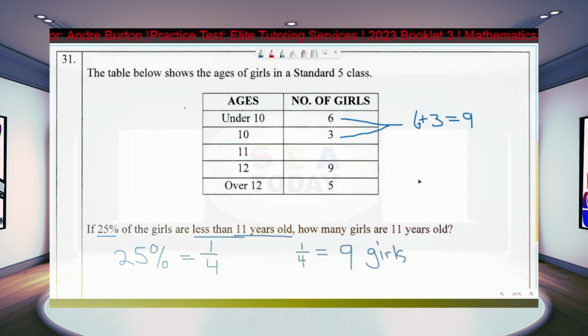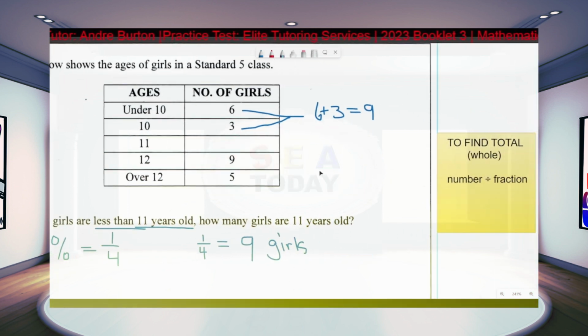And we just go to our notes on the side to find the total, to find the whole, to find 100%. Whatever you choose to refer to it as, we take the number and we divide it by the fraction. That will always give us the total amount. So we're going to do that to help us figure out the amount for 11 years old. So we're going to take the 9 girls, which is the number of girls, and divide it by a quarter.